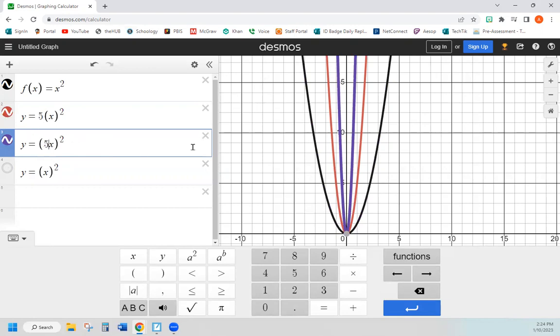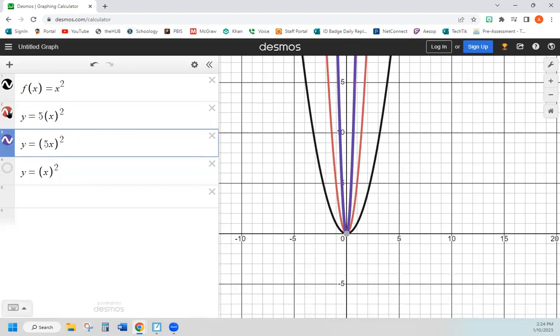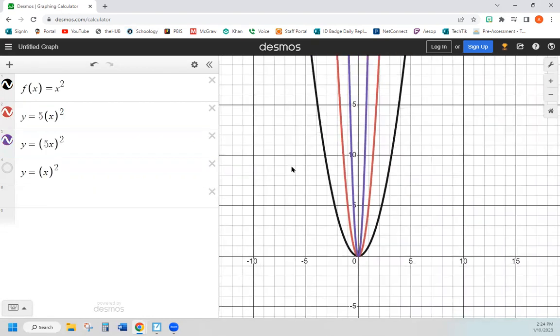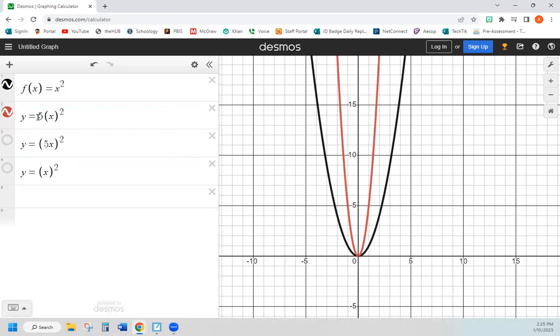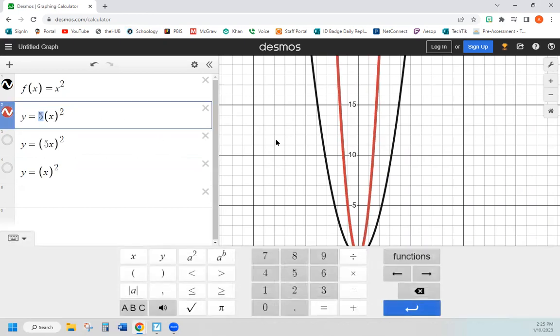Ooh, what happened here? Do you guys notice that this has the same effect? I don't want to say it lands on top of each other. The purple and the red do not land on top of each other. But doesn't it have the same effect? Doesn't it make the parent graph, aka the black one, more narrow? It does. But listen to what I'm about to tell you right now. The red one is called a vertical stretch by a factor of 5. That's what you would say for the red one, a vertical stretch by a factor of 5.